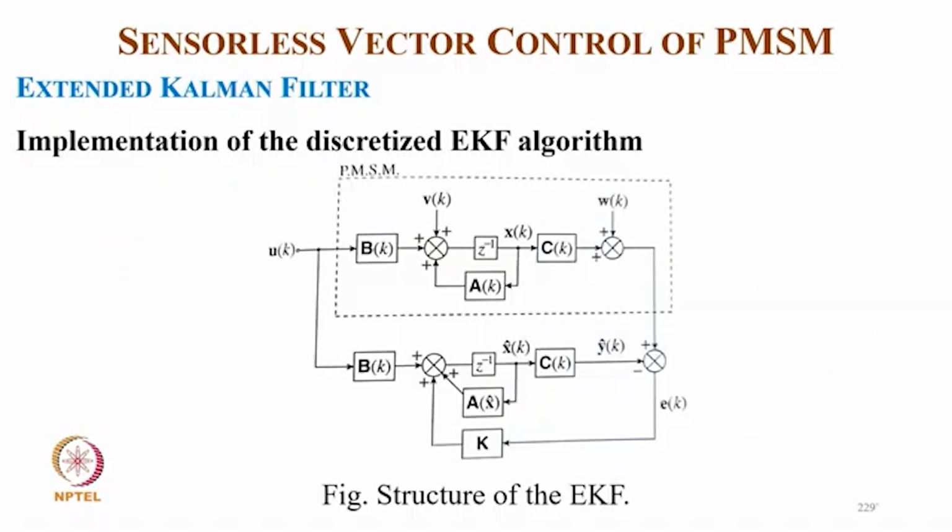So we have UK, and from BK we get the feedback, and we get the Z inverse XK. And with the CK we get typically the WK, and from the feedback in the second block also we add VK and then feedback with the AK we get again Z inverse XK.